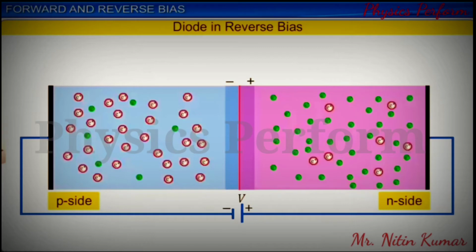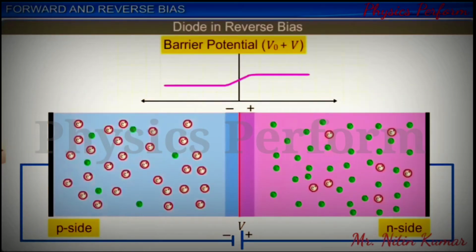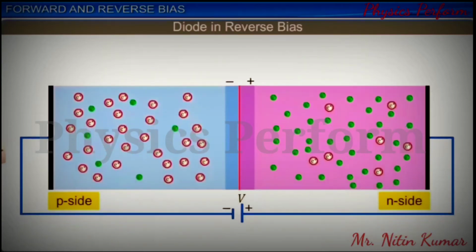When a diode is reverse biased, the barrier potential across its PN junction increases and is given by the sum of the barrier potential V0 at equilibrium and the externally applied voltage V. Also, when a diode is reverse biased, the width of the depletion region around the PN junction increases.